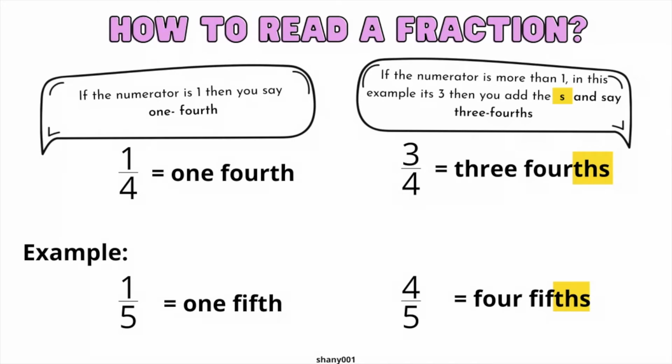Here is a mini anchor chart. If the numerator is 1, you say 1/4. If the numerator is more than 1, in this example it's 3, then you add the S and say 3/4. Let's try another example. 1/5. And if it's more than 1, it's 4/5.